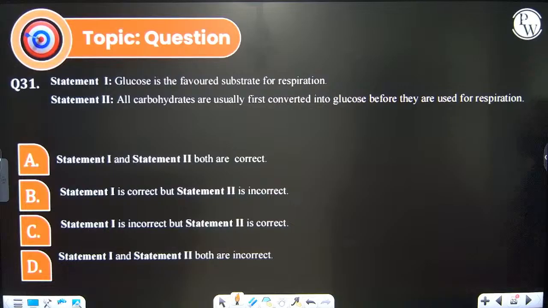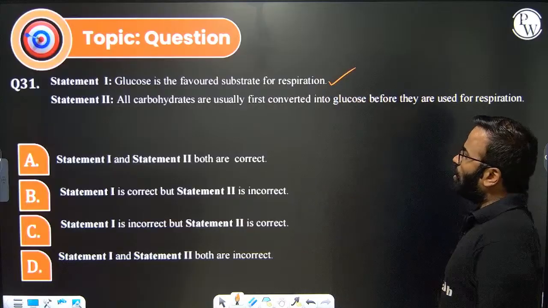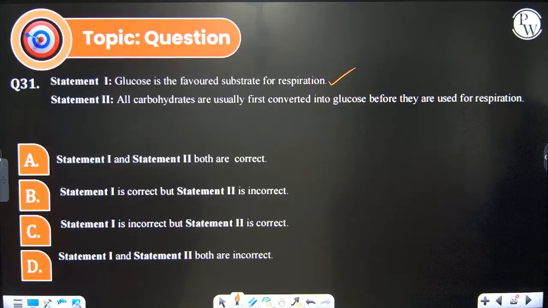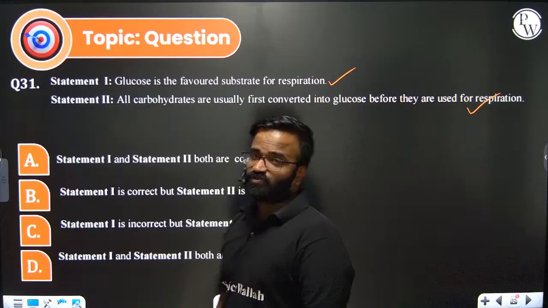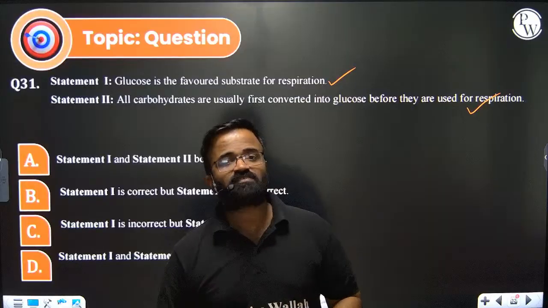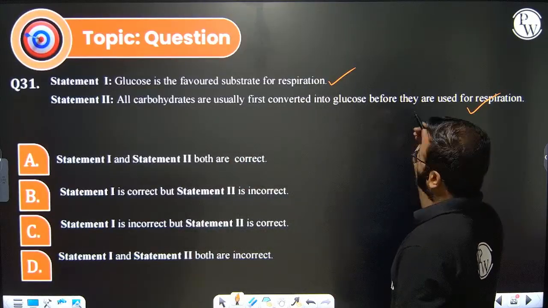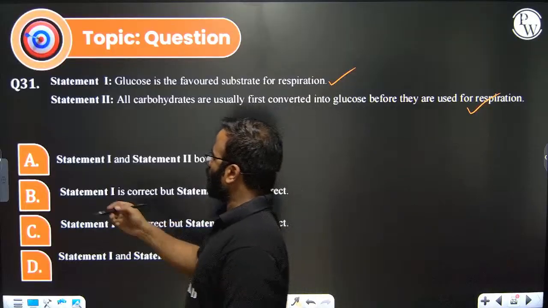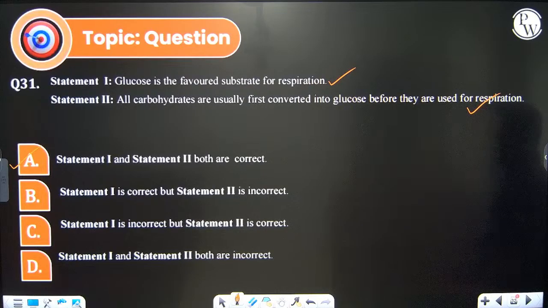Glucose is the favored substrate for respiration, which is true. All carbohydrates are usually first converted into glucose before they are used for respiration. Yes, true. In the human body, the liver is capable of doing that. Whatever form of carbohydrates we consume, the liver has the capability of converting them into glucose, which is true. So I would go with both the statements as true.